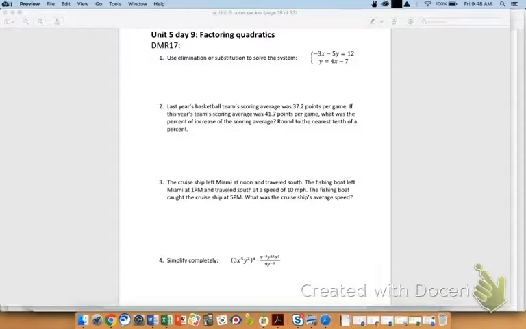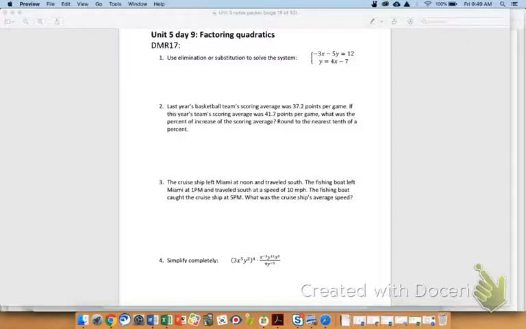So if you've got your packet, we're going to go Unit 5, Day 9. If you don't have your packet, that's fine. You can obviously see on screen here the DMR for today, and I'll make sure that you can see the questions coming up if you happen to not have your packet. So go ahead and pause the video and try the DMR here, and when you're ready, push play and we'll check your answer.